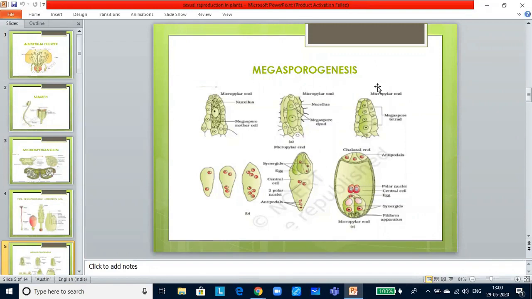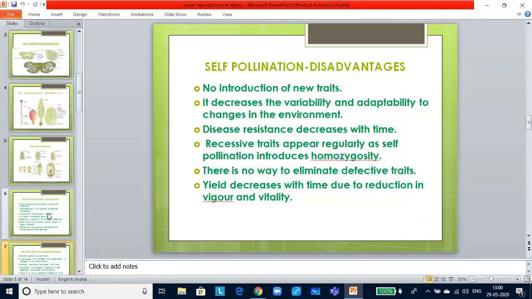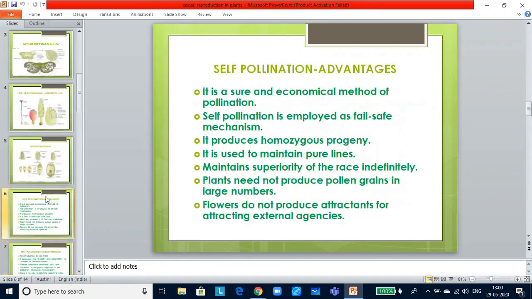Now, kinds of pollination. We have seen the formation of the gametes and all the structures. Now let us look into the kinds of pollination. Pollination is the transfer of pollen grains from the stamen to the stigma of the same flower, which is called self pollination. If it is another flower, then it is called cross pollination.